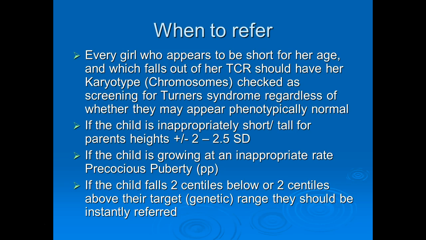And if the child falls 2 centiles below or 2 centiles above their target or genetic range, they should be instantly referred. Whilst it may just be completely normal, there is a possibility that they might have an endocrine upset, endocrinopathy, and need investigation by the appropriate teams.